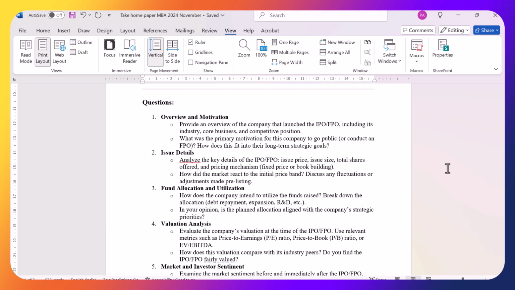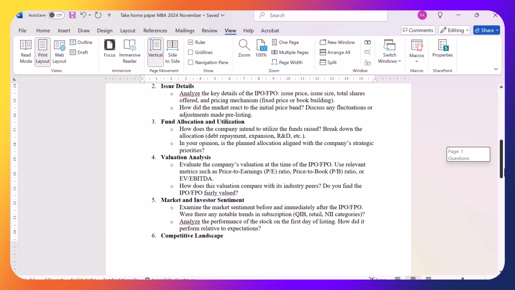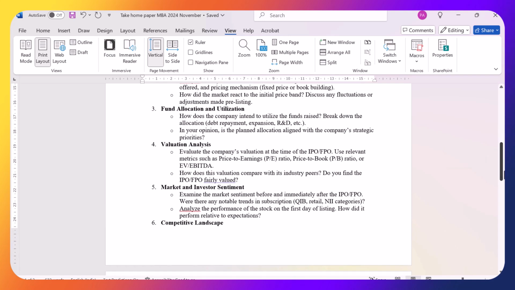So the other one is how did the market react to the initial price band? Discuss any fluctuations or adjustments made pre-listing. And the third subsection is now fund allocation and utilization. So in that we have how does the company intend to utilize the funds raised?